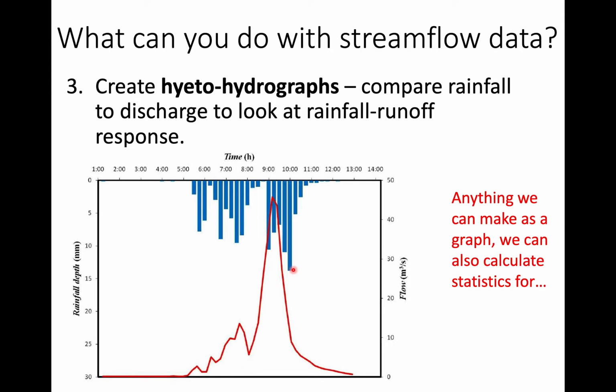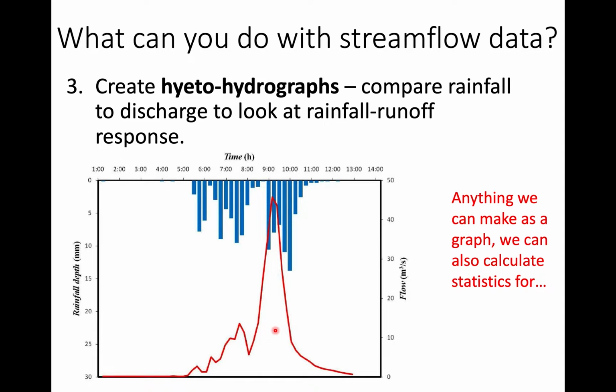And anything we can make a graph for, we can also calculate statistics or pull the numbers out, right? So we could actually start to make a table or statistics about peak flow versus peak rainfall, or timing of peak flow versus timing of peak rainfall. So lots and lots of things that we can do here, looking at the relationship between rainfall and runoff response.